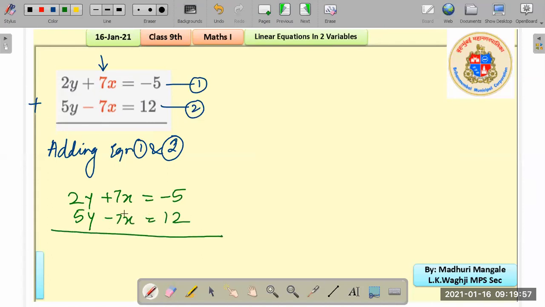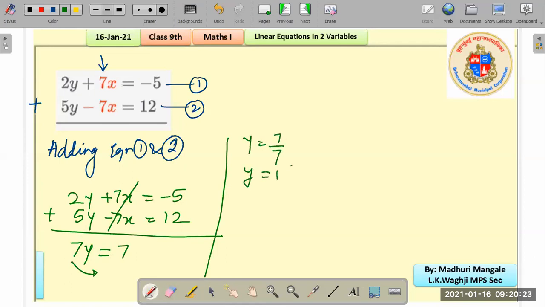When we add these two equations, 7x and minus 7x will get crossed out. We are left with 7y, which equals 12 minus 5, which is 7. We get rid of this 7 because we have to find y. So 7 is in multiplication here. It moves to the other side. That will be y equals 7 divided by 7. So we get y equals 1.